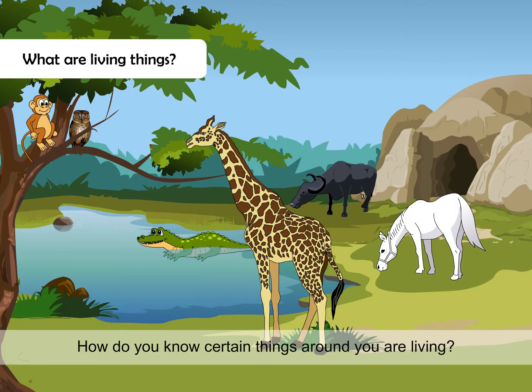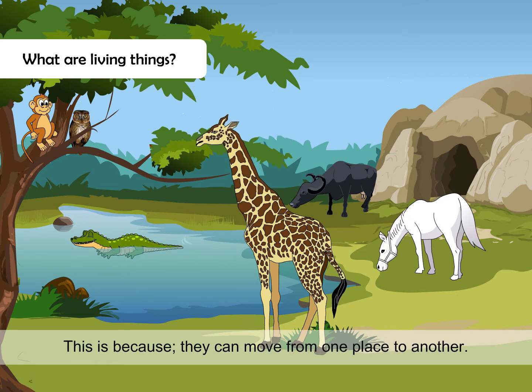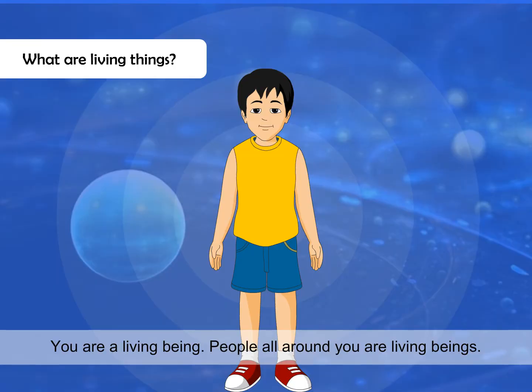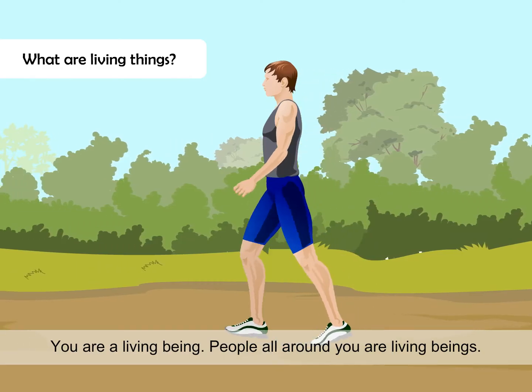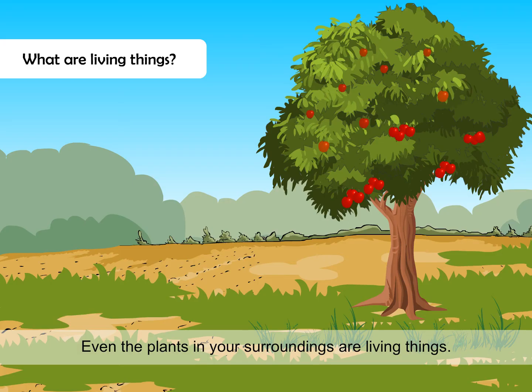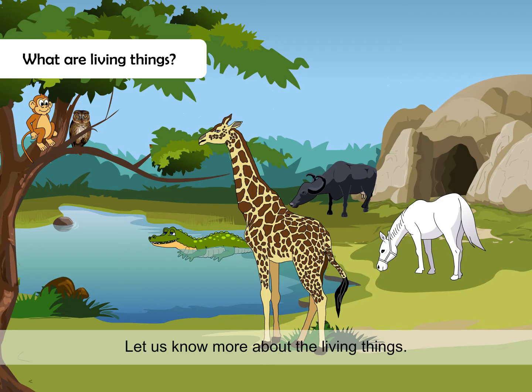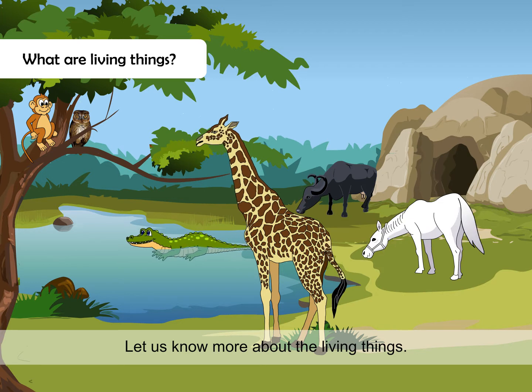How do you know certain things around you are living? This is because they can move from one place to another. You are a living being. People all around you are living beings. Even the plants in your surroundings are living beings. Your pet dog and cat are also living beings. Let us know more about the living things.